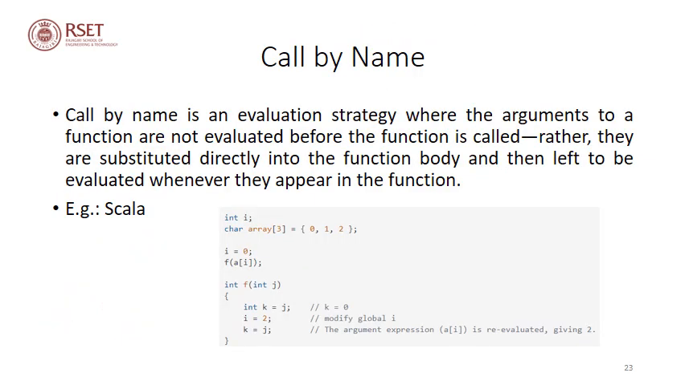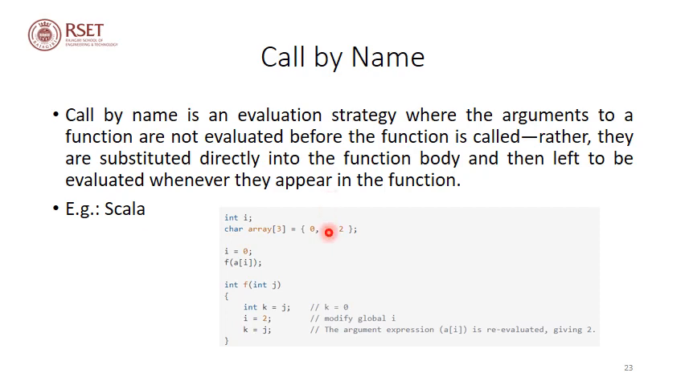The next evaluation strategy is call by name. Call by name is an evaluation strategy by which the arguments to a function are not evaluated before the function is called. Rather, they are substituted directly into the function body and then left to be evaluated whenever they appear in the function. An example is Scala. Scala follows call by name parameter passing mode.